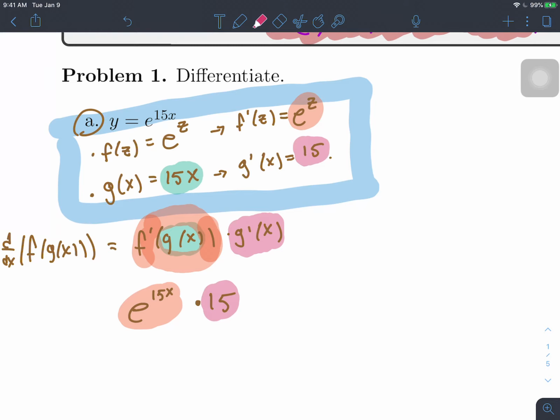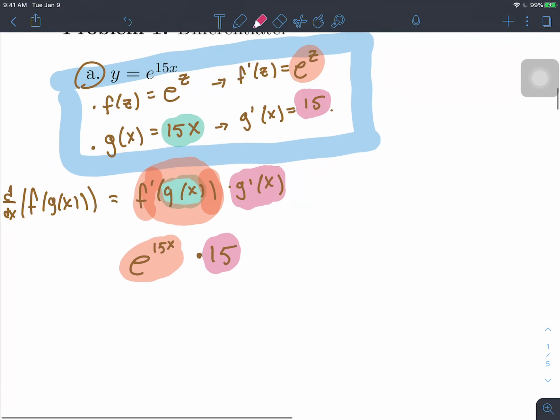Yes? You have to leave it like that? I would probably choose to write it as 15e to the 15x. That's probably a better way of writing it.